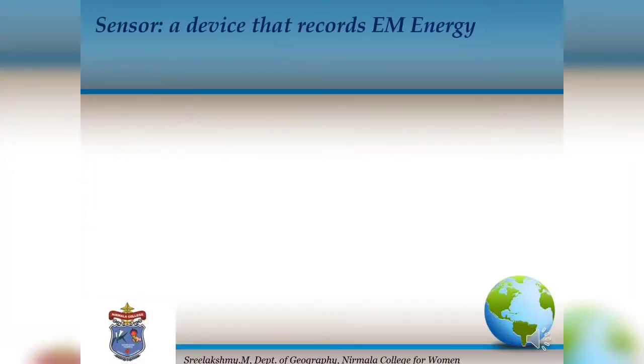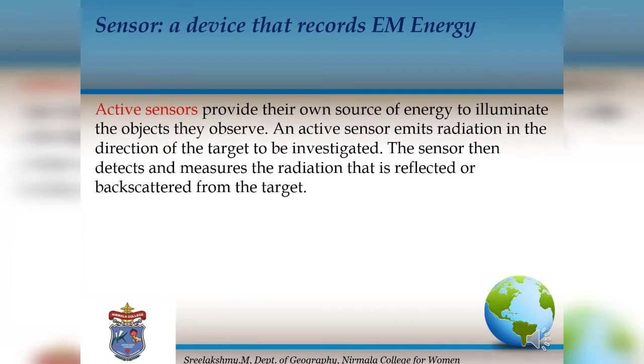There are two important concepts associated with any remote sensing system: the sensor and the platform. Sensor is a device that receives and records the source of energy, and there are two types of sensors, active and passive. Active sensors provide their own source of energy to illuminate the objects they observe. An active sensor emits radiation in the direction of the target to be investigated. The sensor then detects and measures the radiation that is reflected or backscattered from the target.